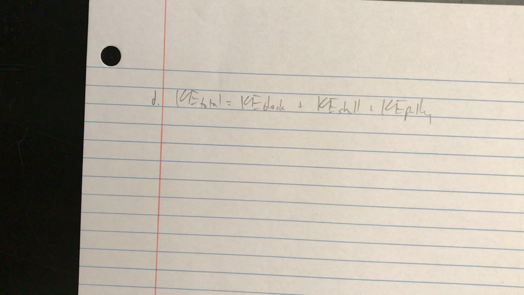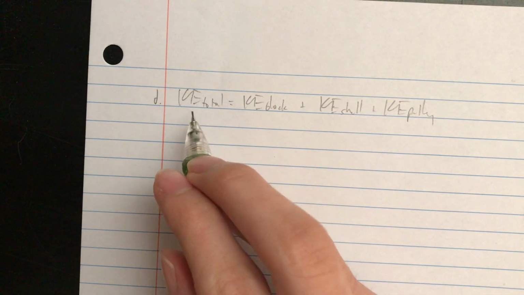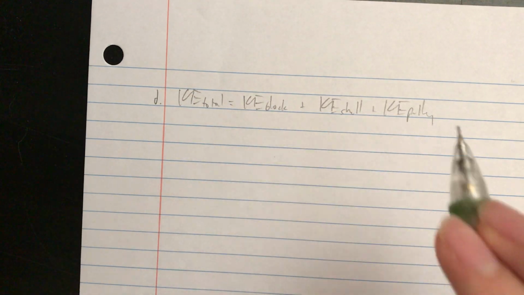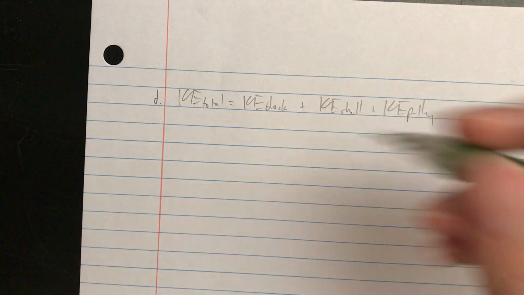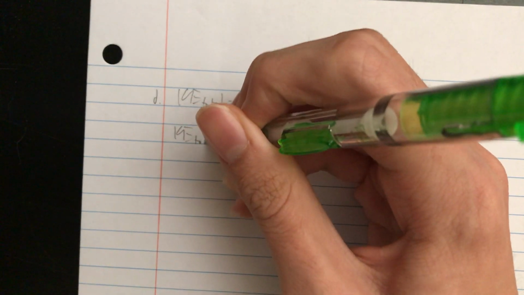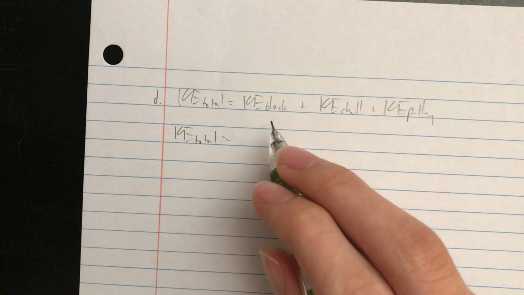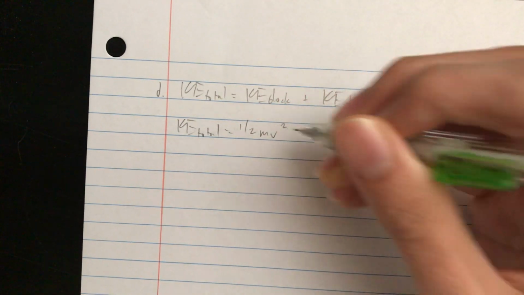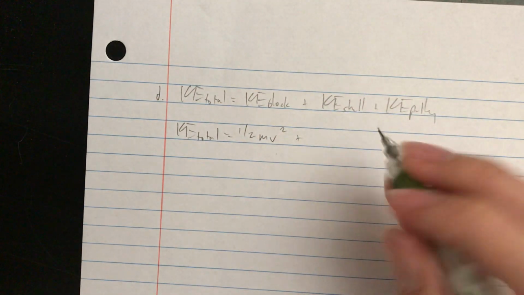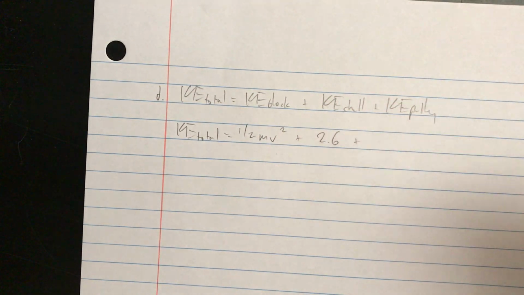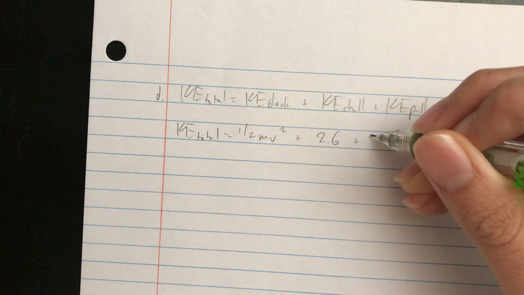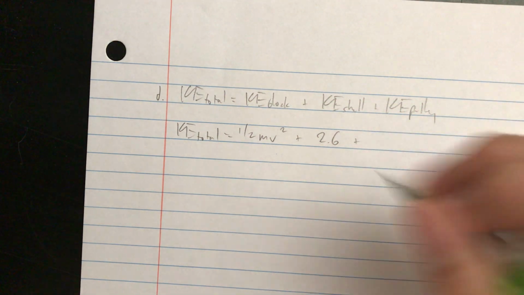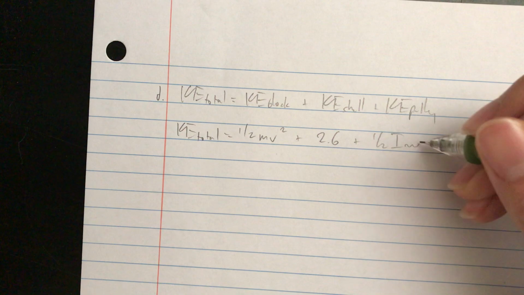So first thing you have to do is find the KE of the block and KE of the pulley, since we don't have that yet. So KE total equals KE block is linear, so 1/2 mv squared, plus we already have KE of the shell, which is 2.6, plus KE pulley is rotational because it's spinning in a circle, so 1/2 I omega squared.